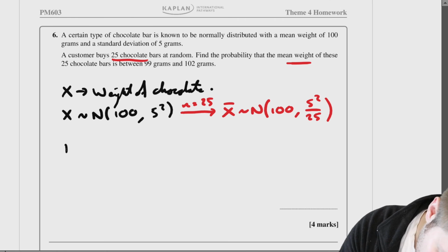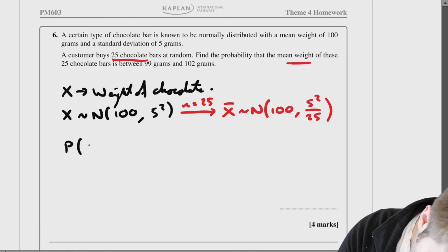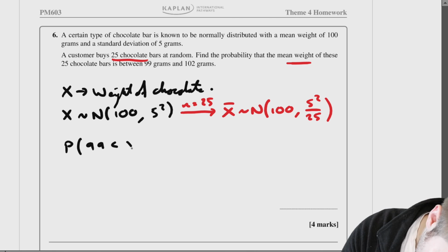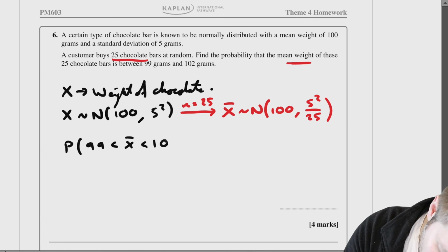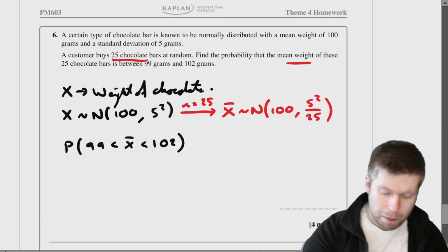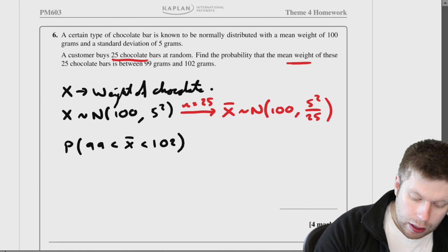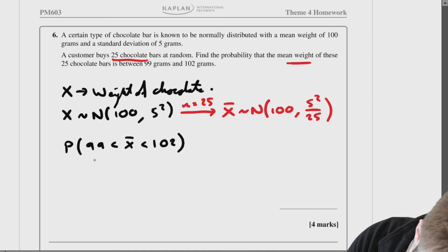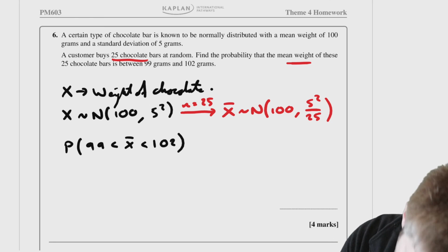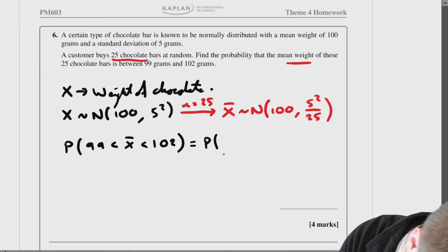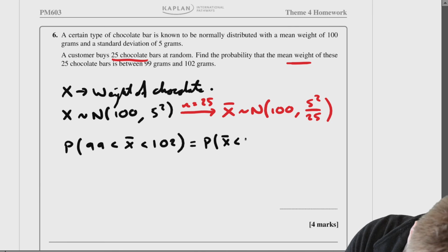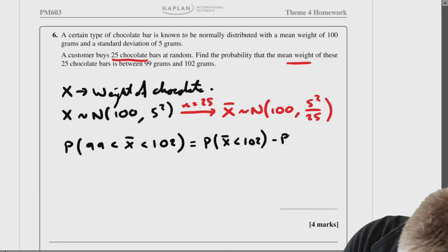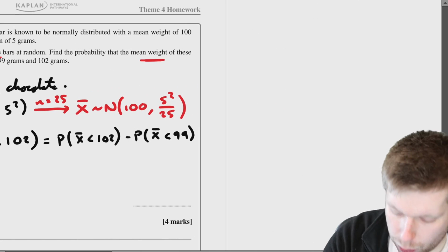I want to find the probability that the mean weight of these chocolate bars lies between 99 and 102 grams. So as an inequality, I'm going to write it like that. That literally means the mean weight of my chocolate bars, my X bar, lies between 99 and 102. Now, first things first, before I go any further, I'm going to separate this into two separate inequalities, okay? So I know that this thing should basically be the probability that X bar is less than 102, take away the probability that X bar is less than 99. Now, if you're not sure where I got that from, let me very quickly illustrate this.